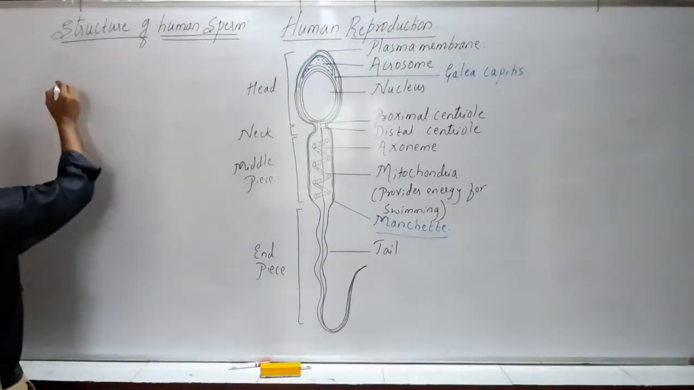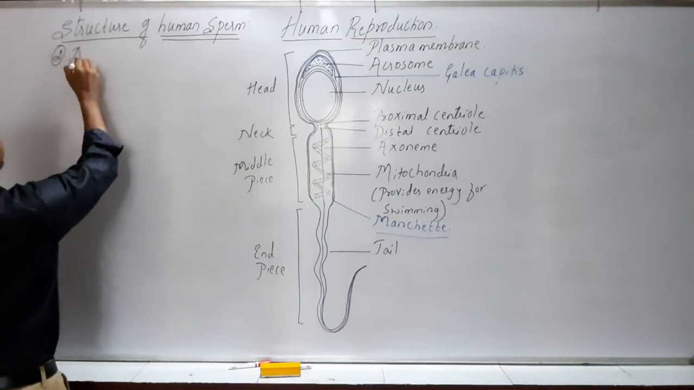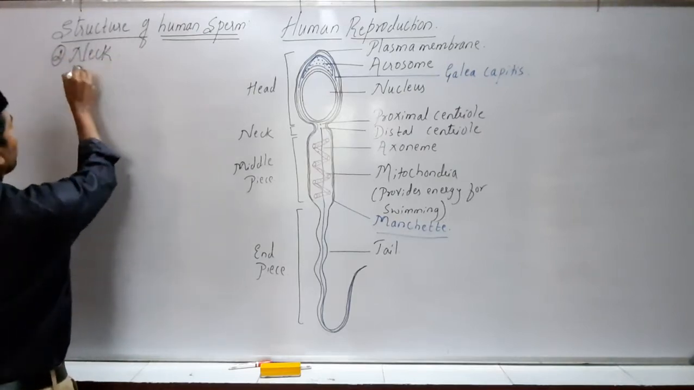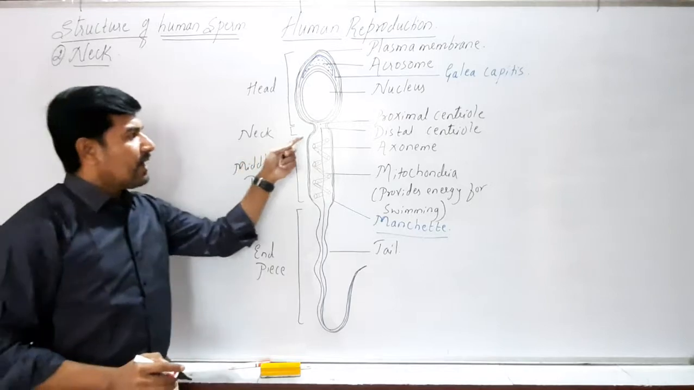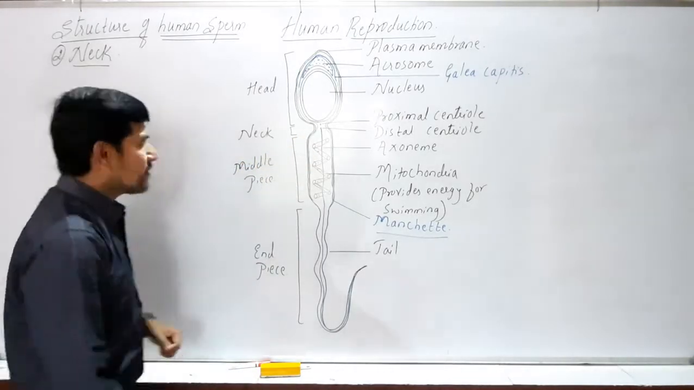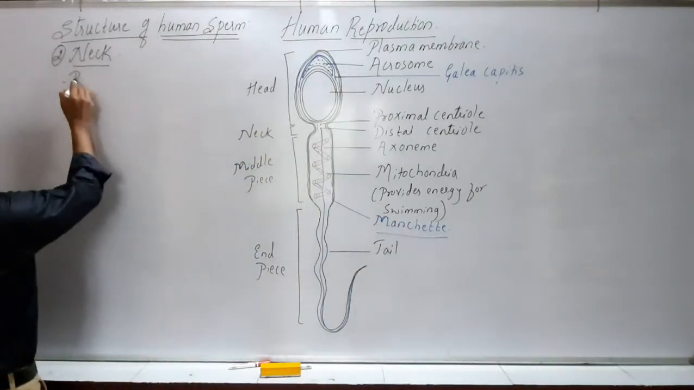Then let's go to the second part. The second part is the neck region. What is the neck made up of? The neck is made up of two centrioles. The first one is the proximal centriole.